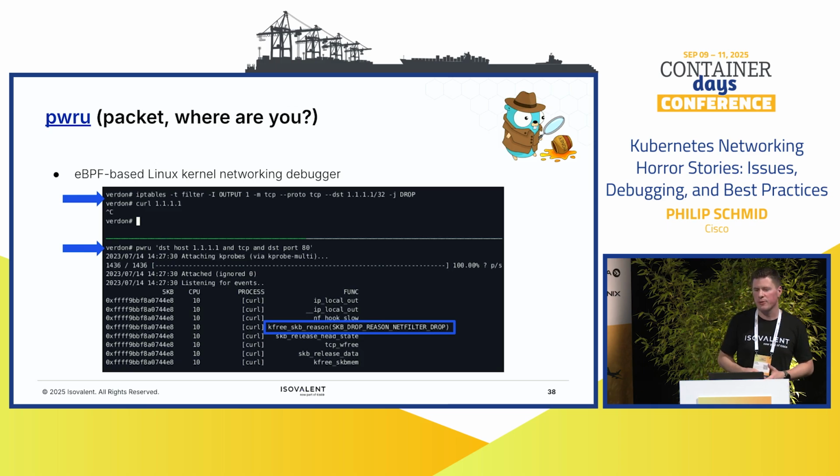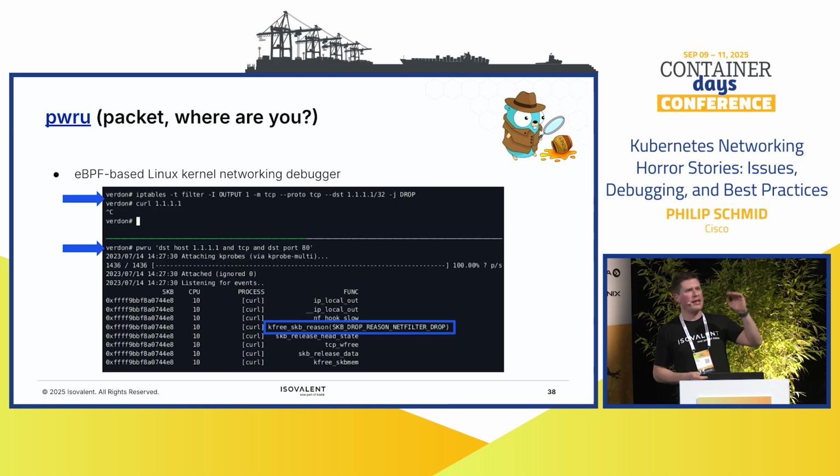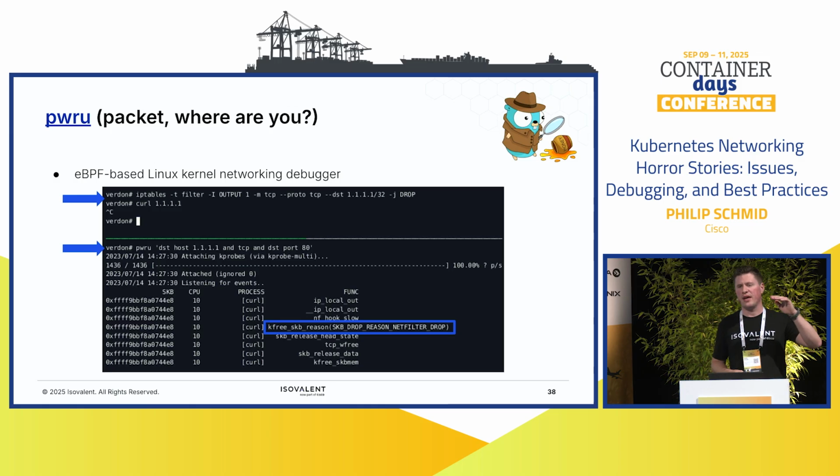Now, this tool is called Packet Where Are You? It essentially shows you nicely where a packet within the Linux kernel traverses through the different layers. You see things like netfilter hooks, you see routing, you see masquerading, and so on.